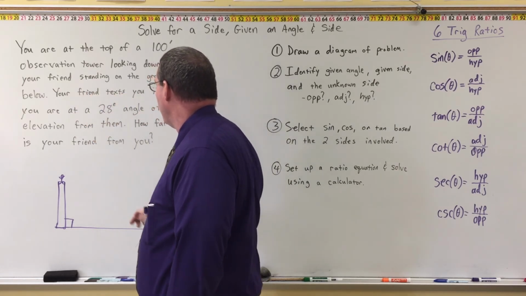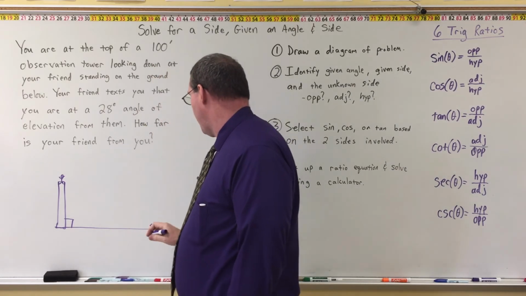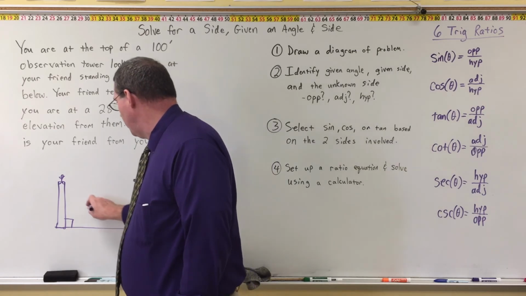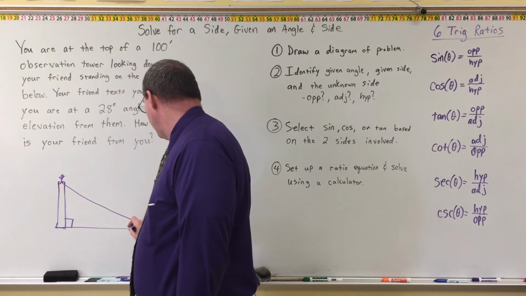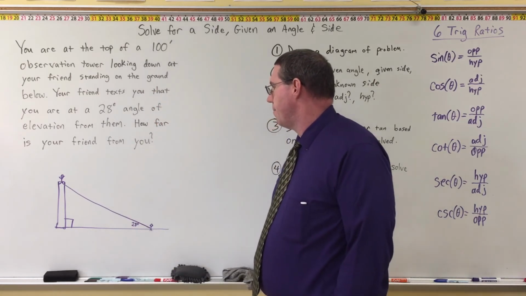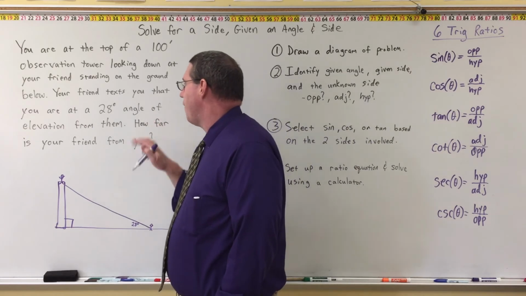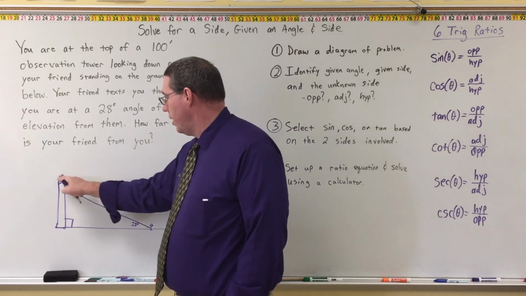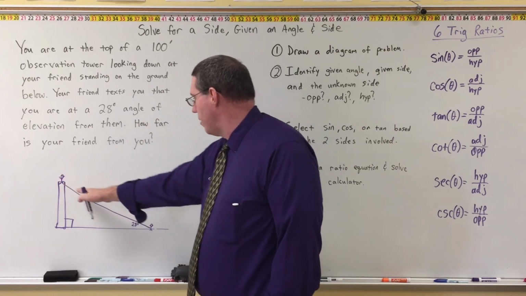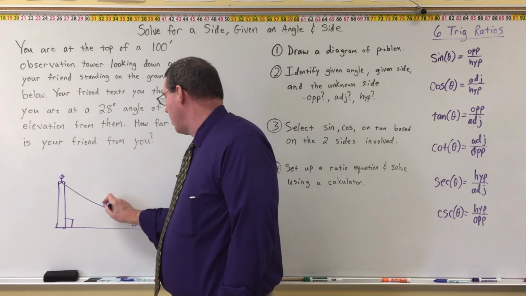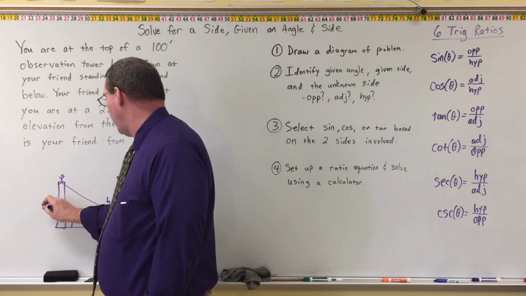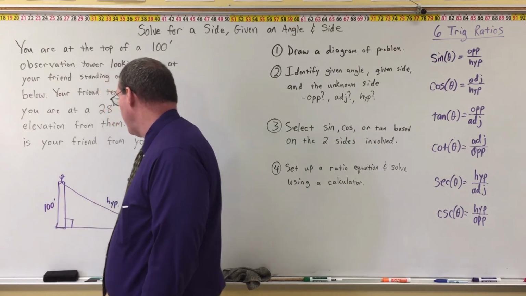And your friend has a cell phone and you have a cell phone, right? Your friend texts you that you are at a 28-degree angle of elevation from them. So they've got a little device down there that measures the angle of elevation, and they tell you that from me up to you is a 28-degree angle of elevation. The question is, how far is your friend from you? The distance between you and your friend is this line right here, and so that is the hypotenuse. And we know that this right here is the height of the tower, which is 100 feet.